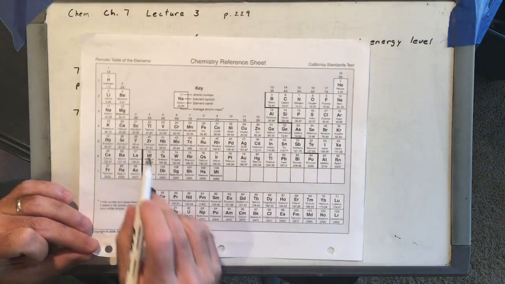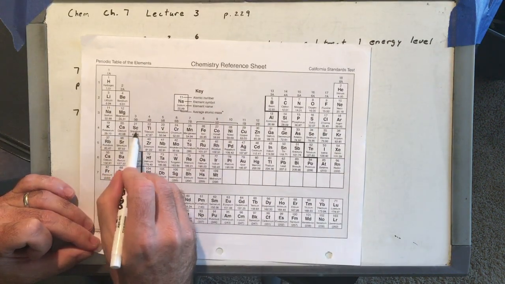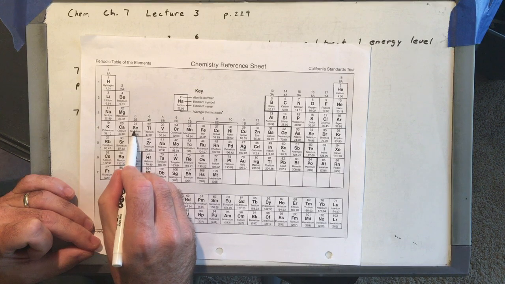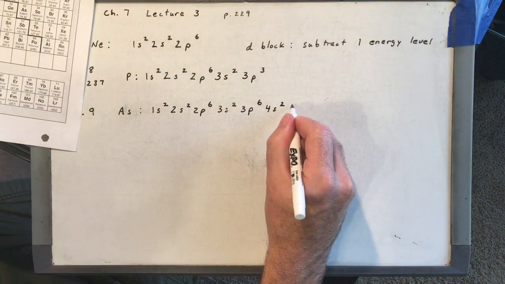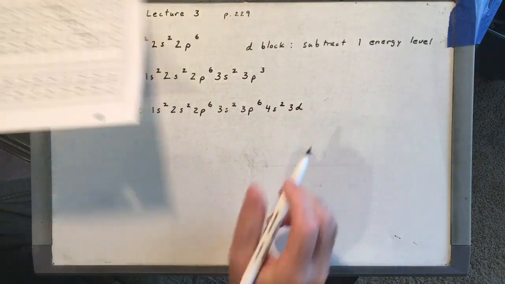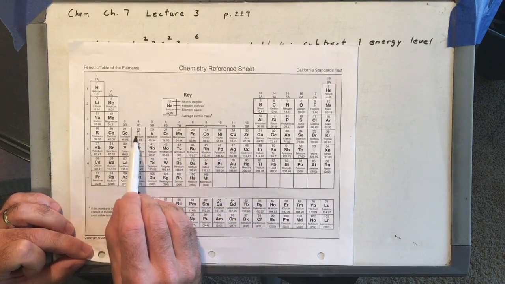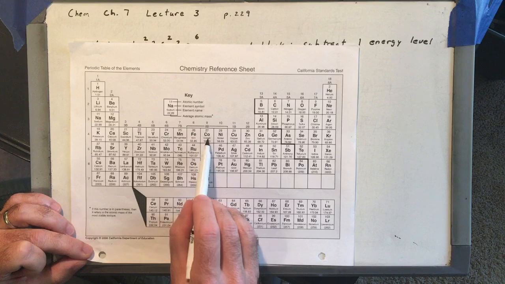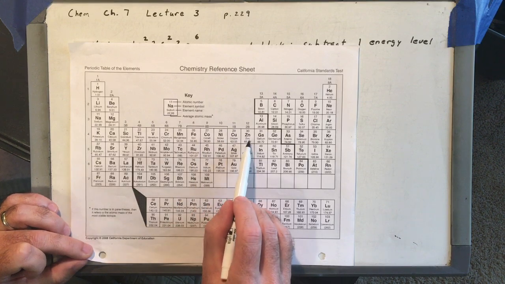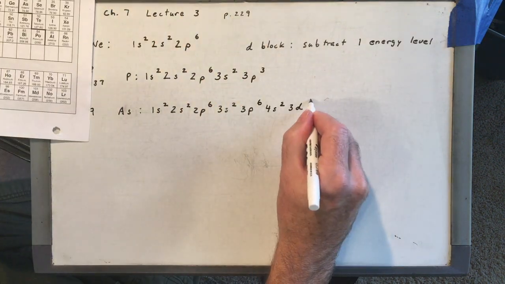Okay, and then we're finally at D block for the first time. That's scandium, number 21. Now we subtract an energy level, so we go down to 3. 3D, we're in D block. And all the way over to zinc, that adds up to 1, 2, 3, 4, 5, 6, 7, 8, 9, 10. So 3d10.